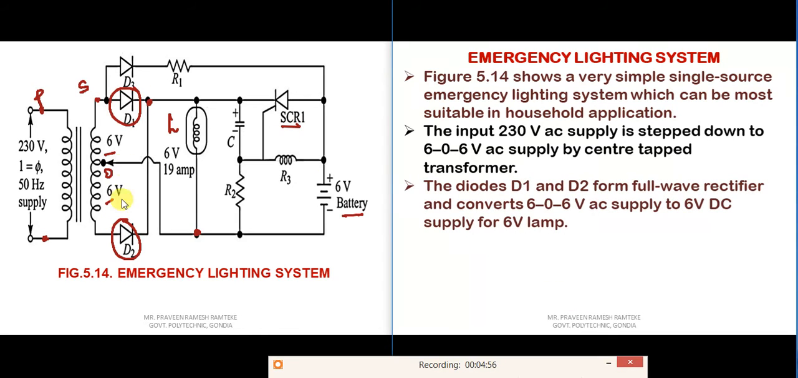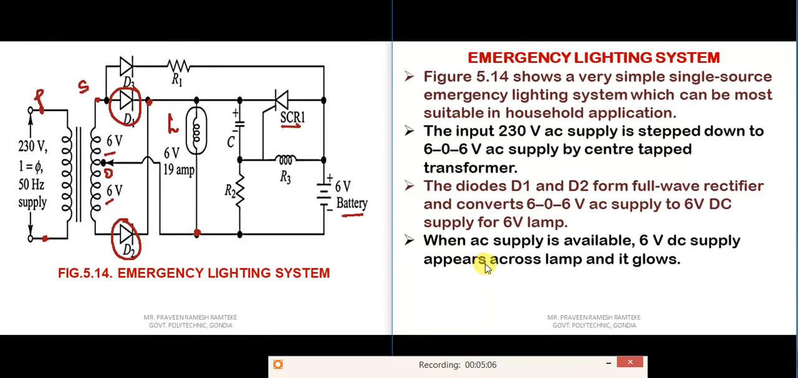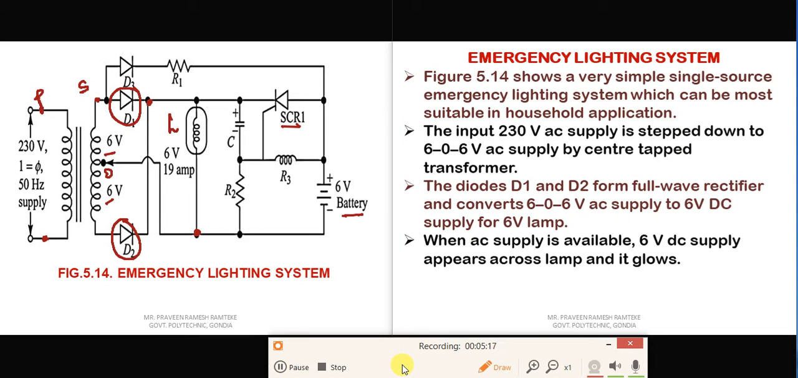The diodes D1 and D2 form a full wave rectifier, and the DC voltage is provided to the 6-volt lamp. So when the AC supply is available, 6-volt DC will appear across these points. Say we label these points P and Q. The 6-volt supply will appear across the points P and Q, and the lamp will glow.